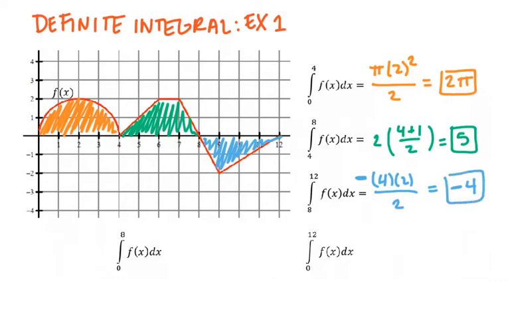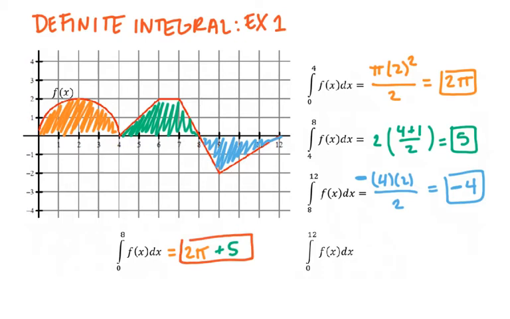So now if we're finding the total area from 0 to 8, let's see, so from 0 over to 8, we're simply going to add the two areas that it contains. So that area will just be 2 pi plus 5 all together.